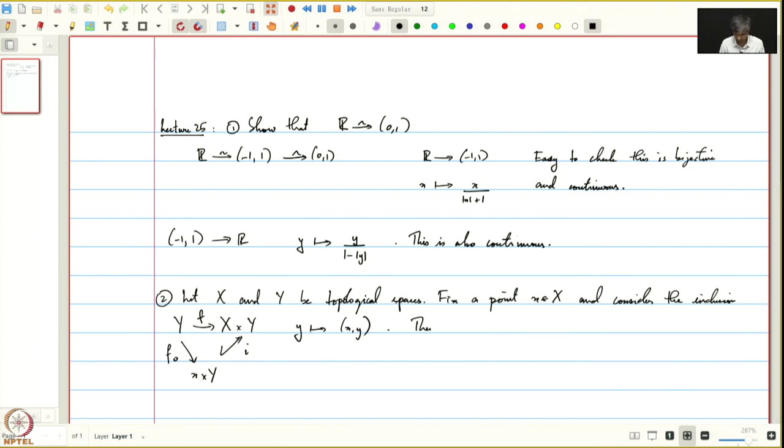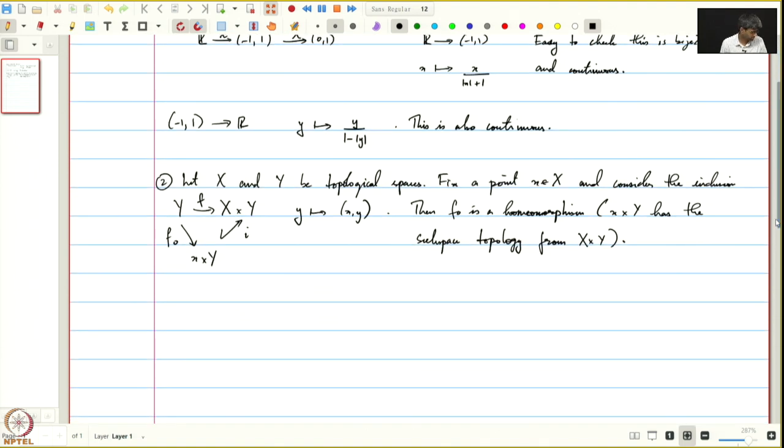Then F naught is a homeomorphism, where x naught cross y, the image, has the subspace topology from X cross Y. So let's quickly check this. F is continuous as both the projections are continuous.